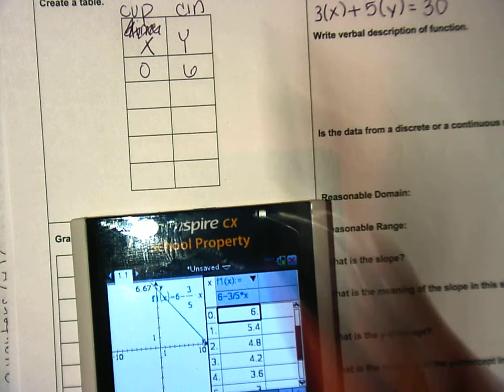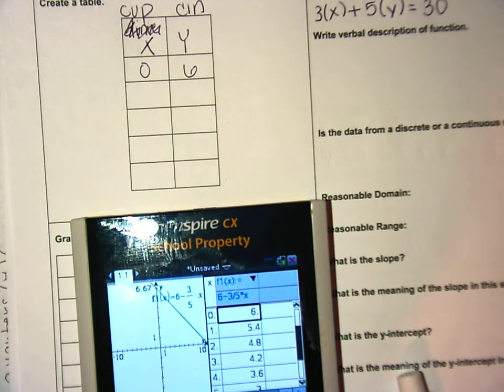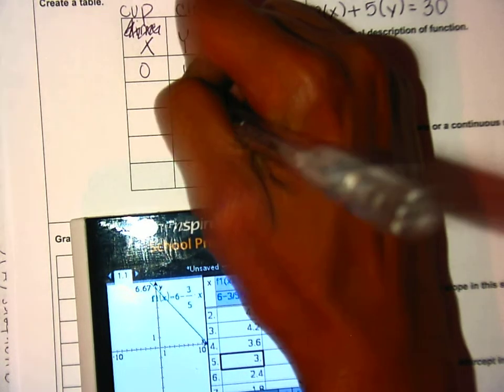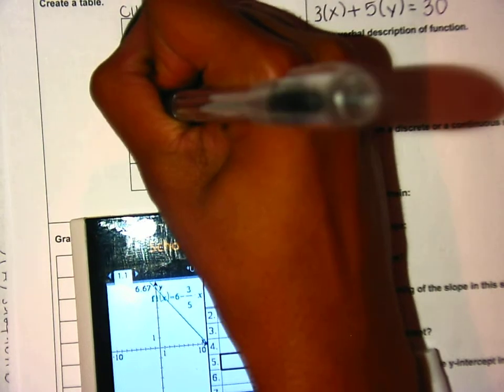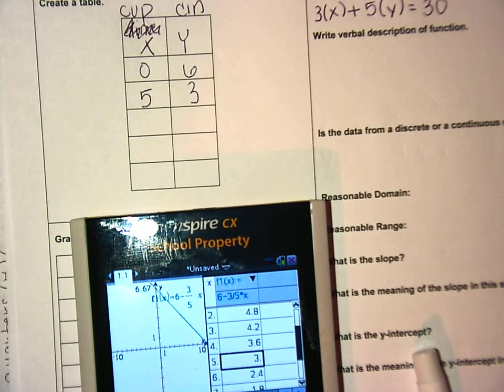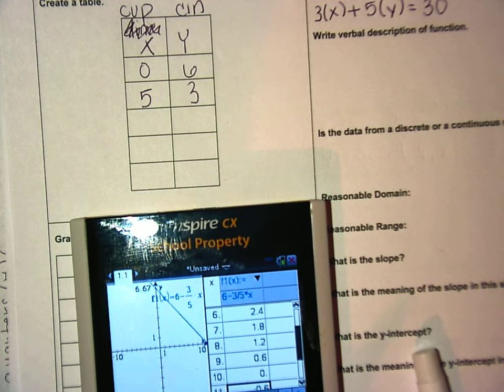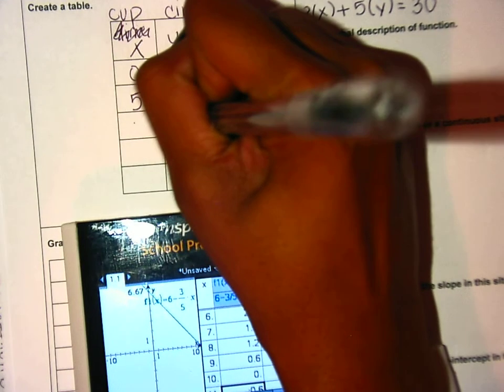But the calculator doesn't know that we're talking about cupcakes and cinnamon rolls. So I'm going to skip all of these numbers here, and I'm going to go to this number here. This is the next whole number. Can I buy 3 cinnamon rolls? Yes. So if I buy 3 cinnamon rolls, I can buy 5 cupcakes. And then I'm going to keep going. If I buy 0 cinnamon rolls, I'm going to buy 10 cupcakes.